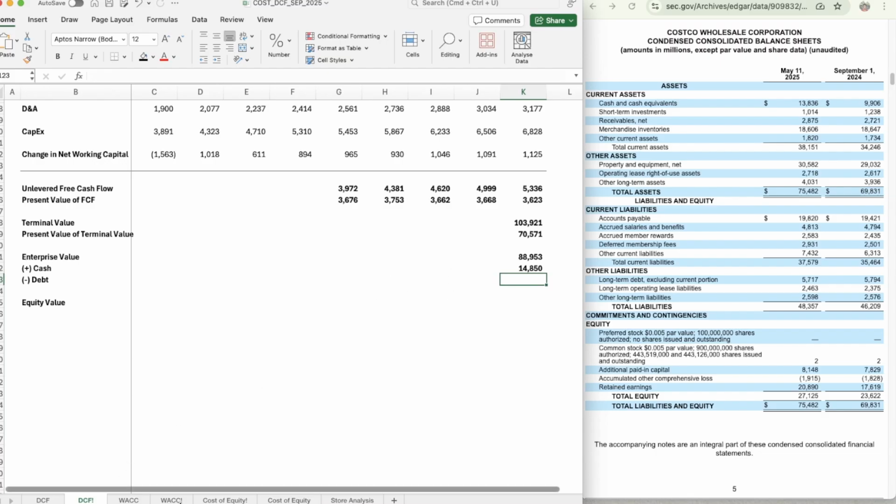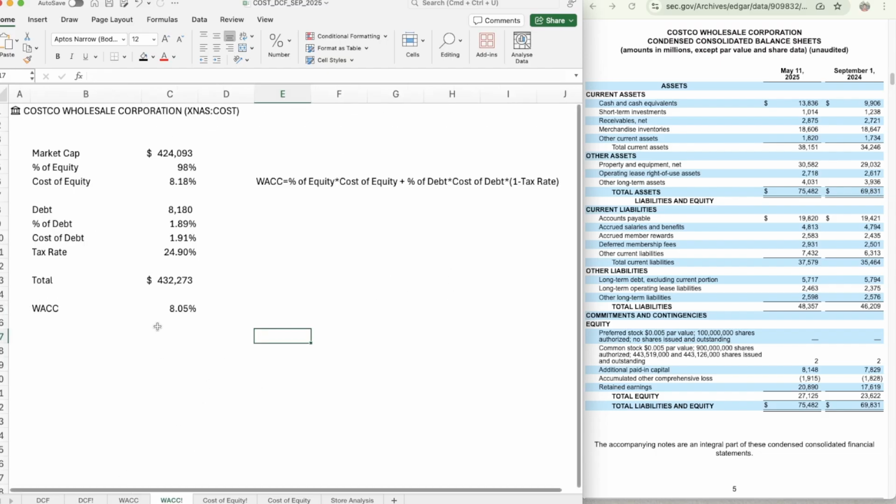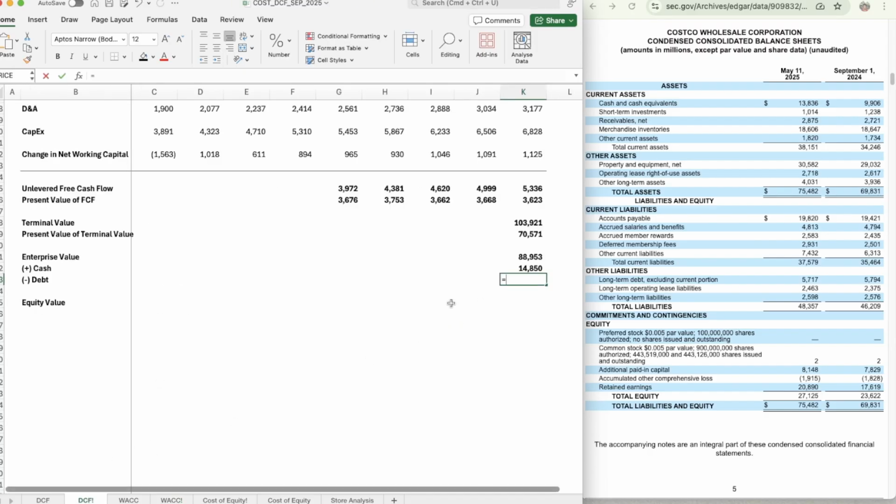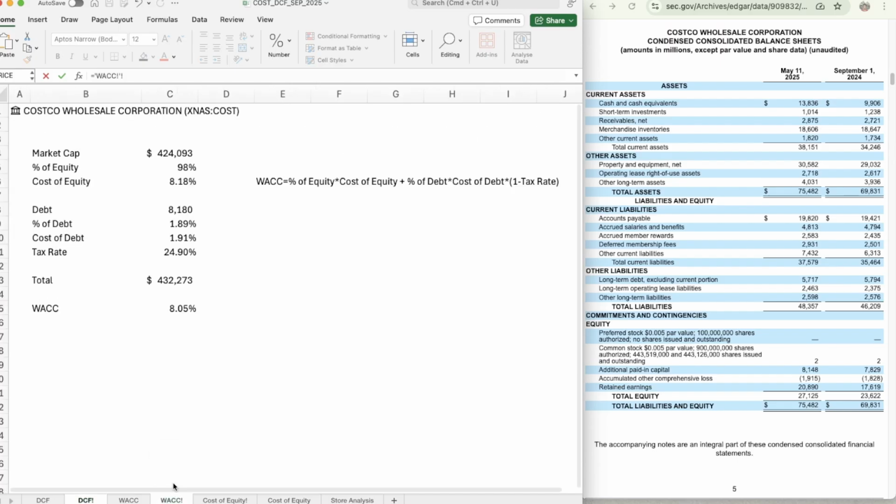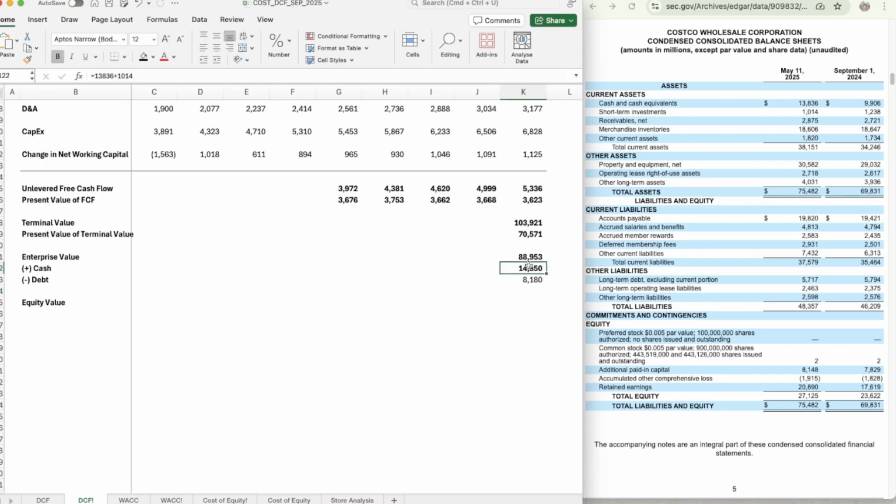And our debt, we know the debt from the WACC is 8.18 billion. So let's make that equal to what was in the WACC. Again, if you haven't done the previous video, just write it in now. And then equity value is the enterprise value plus the cash subtract debt. So 95.6 billion.